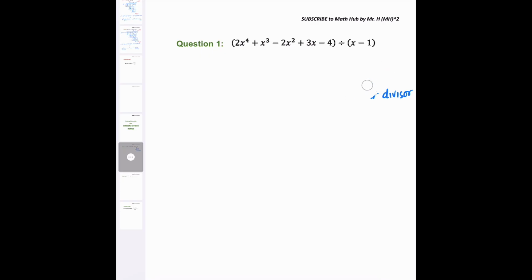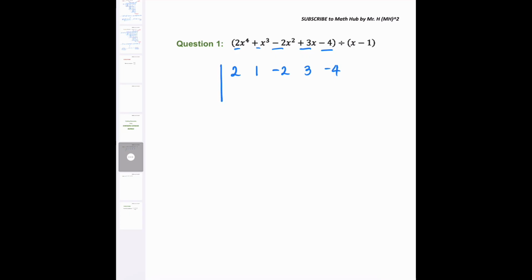So to answer this question, we will start by getting the coefficients of every term in the dividend. So we're gonna get 2, positive 1, negative 2, positive 3, and negative 4. Now for synthetic division, we're only using the coefficients. So here, if you look at the dividend, we've got degree of 4, 3, 2, 1, and the constant term, right? So basically, we're not missing any term in between.